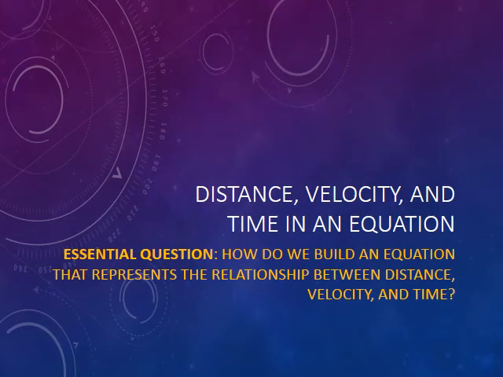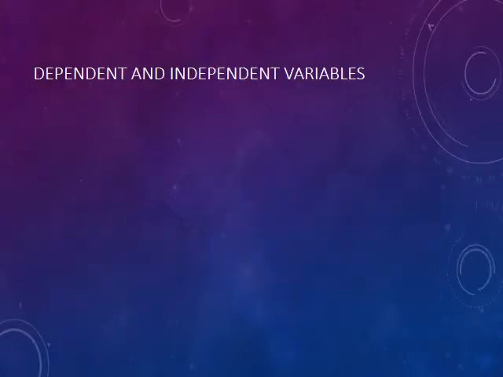So we've been talking about variables of distance and time and how they relate to an object's velocity. So in this video, we're trying to answer the question, how do we build an equation that represents the relationship between distance, velocity, and time? So the first thing we need to do is decide which of our variables are dependent variables and which are the independent variables.